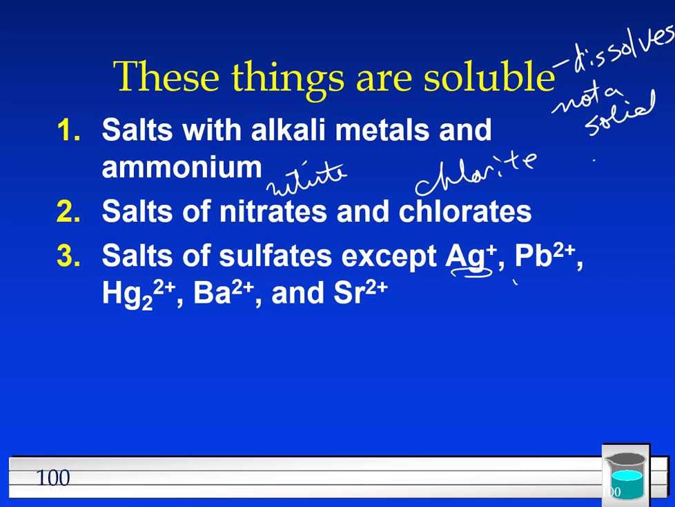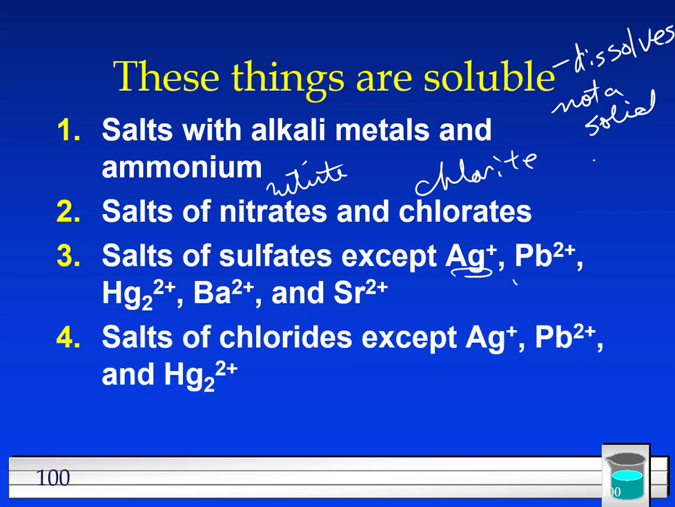Now I expect the same rules for sulfites as sulfates. Salts of chlorides, except silver, lead, and mercury. Okay, chlorides. The rule they say about chlorides, I expect to follow for everything in the halogen group. They don't want to list chlorides, iodides, bromides, fluorides.